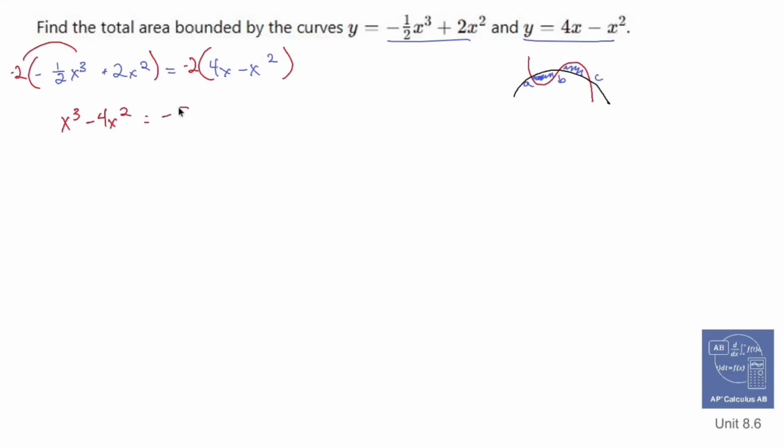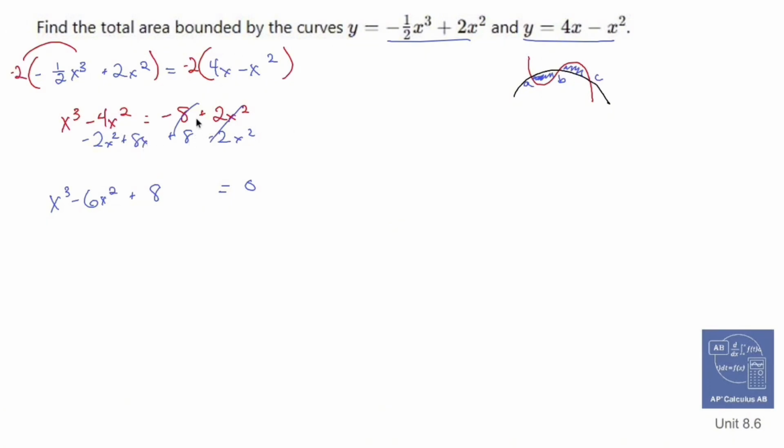That's going to be minus 8x plus 2x squared. Now let's move everything to the left. Let's add 8x, and let's minus 2x squared. That goes away, and you're left with just 0 on the right: x cubed minus 6x squared plus 8x.